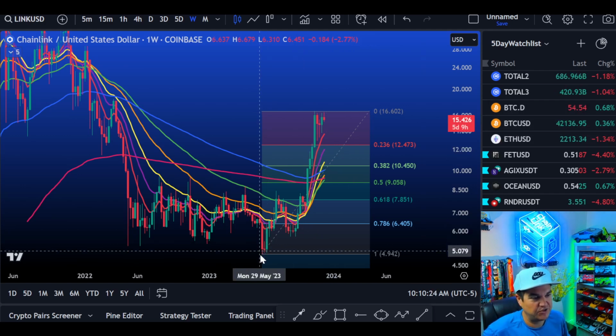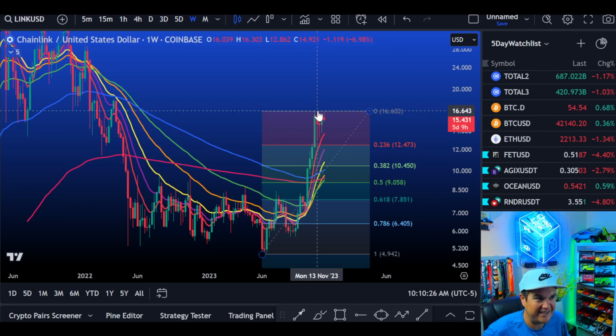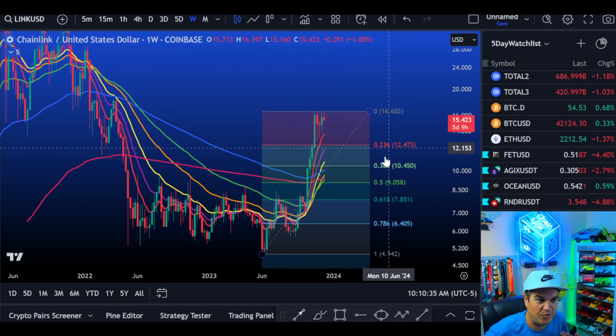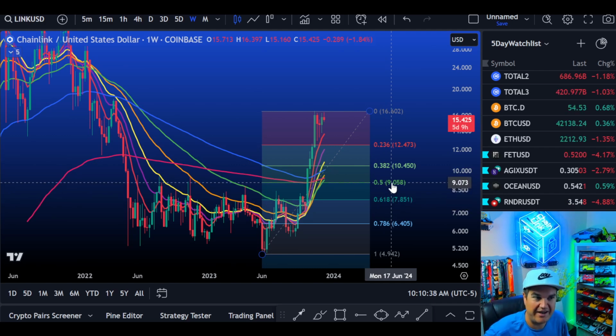Chainlink Fibonacci scale. So swing low to swing high. This is assuming that the Chainlink local top is in, right? So we're assuming that if prices go any higher, then this is null and void and we have to do another one. So keep that in mind.